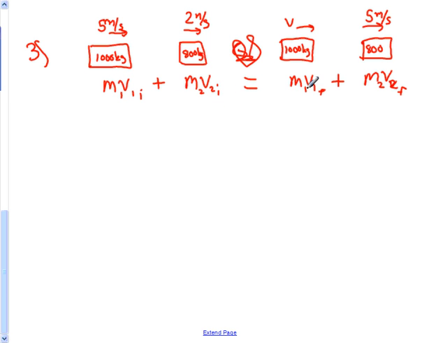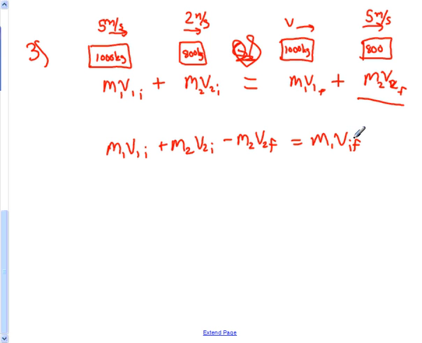So what are we looking for? We're looking for this v1 final. So we're going to put this term to the other side. So we have m1 v1 initial plus m2 v2 initial minus m2 v2 final equals m1 v1 final. Plugging in stuff, we can make things look a little bit prettier if we want to by factoring out this m2, but it doesn't necessarily matter.